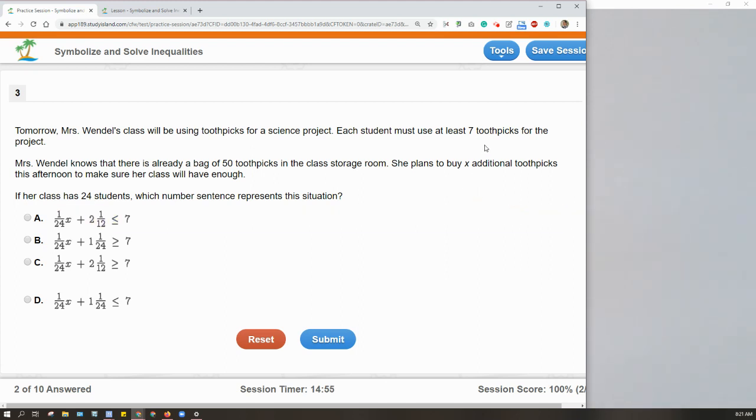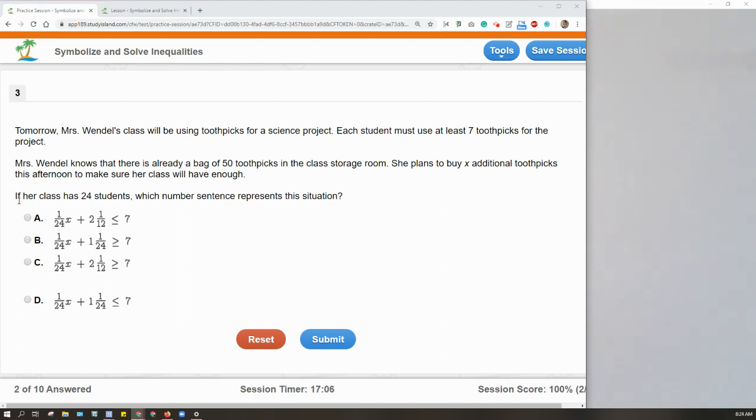So again, every kid needs 7 toothpicks. We have 50 toothpicks already. And we need to buy X additional toothpicks. So it's going to be 7 toothpicks per kid, and there are 50 toothpicks that we have already. Her class has 24 students. So how's that going to work out?